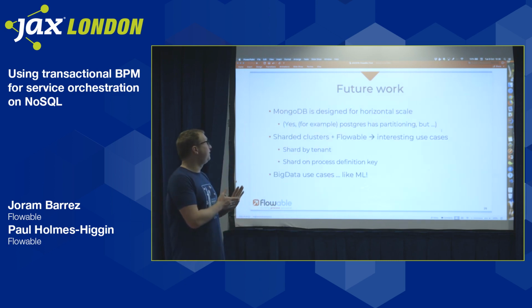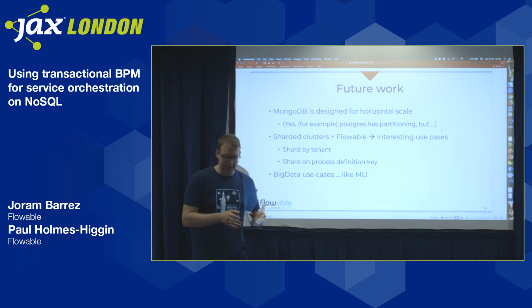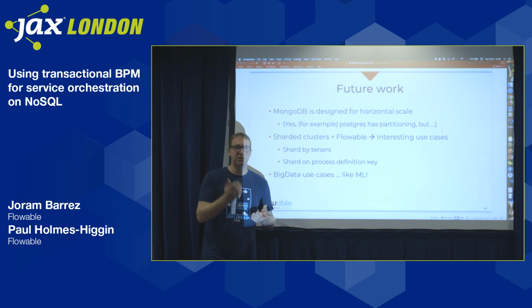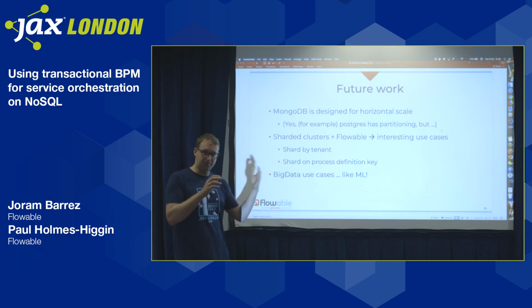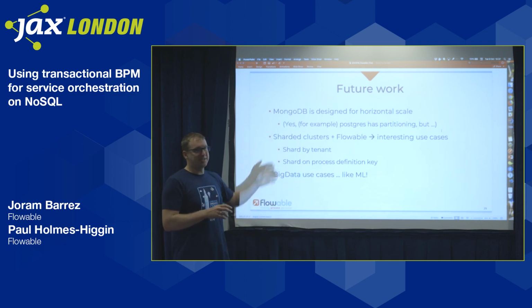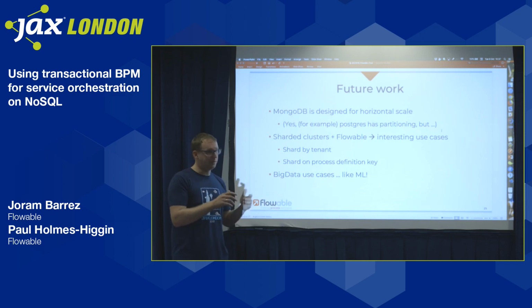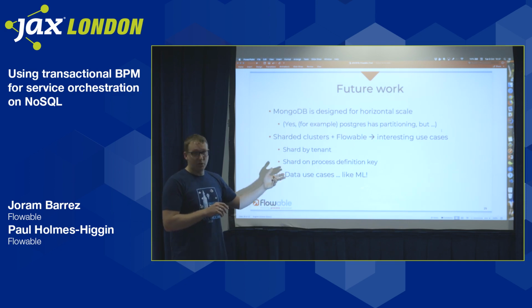Now, this brings me to the future work that we're planning to do. MongoDB is designed for horizontal scale. It's really easy to set up a few servers, make them talk to each other, and spread your data across a cluster of nodes. Yes, Postgres has partitioning of tables. MySQL has master-slave setups. All databases have something, but if you've ever done that, and I've done that many times, it's really not fun. It's sometimes really hard to do. And MongoDB just works. You boot it up, the nodes find each other, it just works.